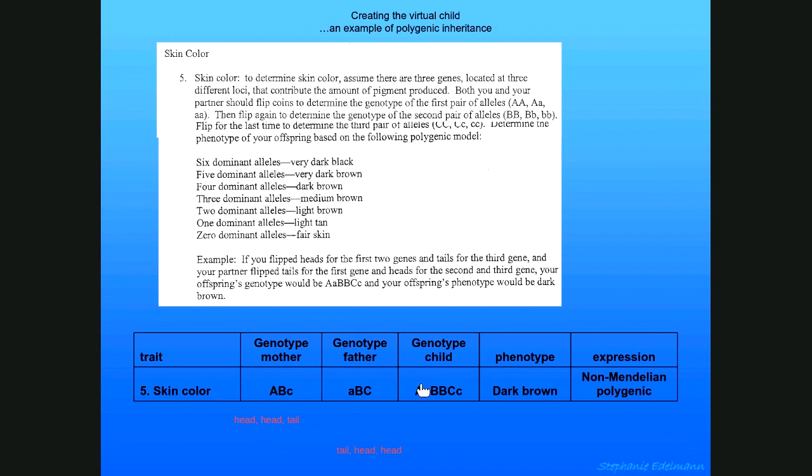Then you write the genotype of the child out as capital A, lowercase a, capital B, lowercase c, capital C. And then to figure out what the phenotype is, you simply count up how many capital letters you've got. So in this particular case, it's 1, 2, 3, 4. So you have four dominant alleles, so that's dark brown. This is non-Mendelian genetics. This is polygenic.